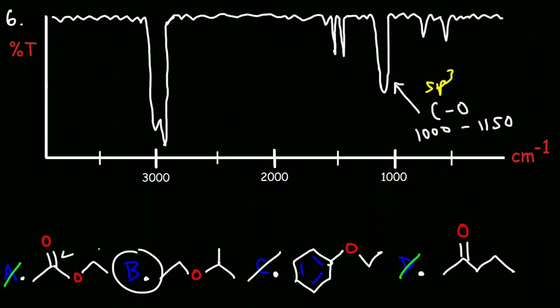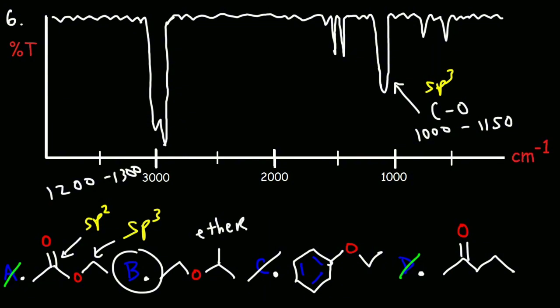Answer choice A has the sp3 CO stretch, but what we lack is the sp2 CO stretch. This sp2 CO stretch would show up at a signal between 1200 and 1300, but we don't have that. Nor do we have the carbonyl stretch at 1700. So we can completely eliminate answer choice A. So only answer choice B would make sense. So that's how you could easily identify an ether using the presence of this CO stretch.